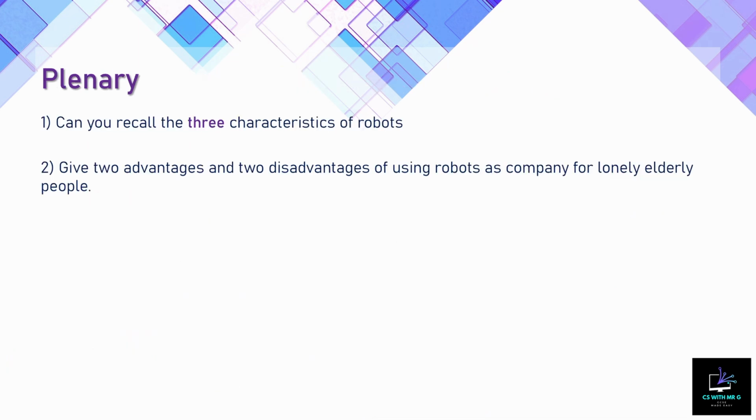And just to finish off, a quick knowledge check. So by all means, give the video a pause and attempt the questions yourself. And what I'd like you to do is recall the 3 characteristics of a robot and then give 2 pros and 2 cons for using robots. In this scenario, we were looking at keeping elderly people happy and giving them some kind of company to make them feel like they're not on their own.